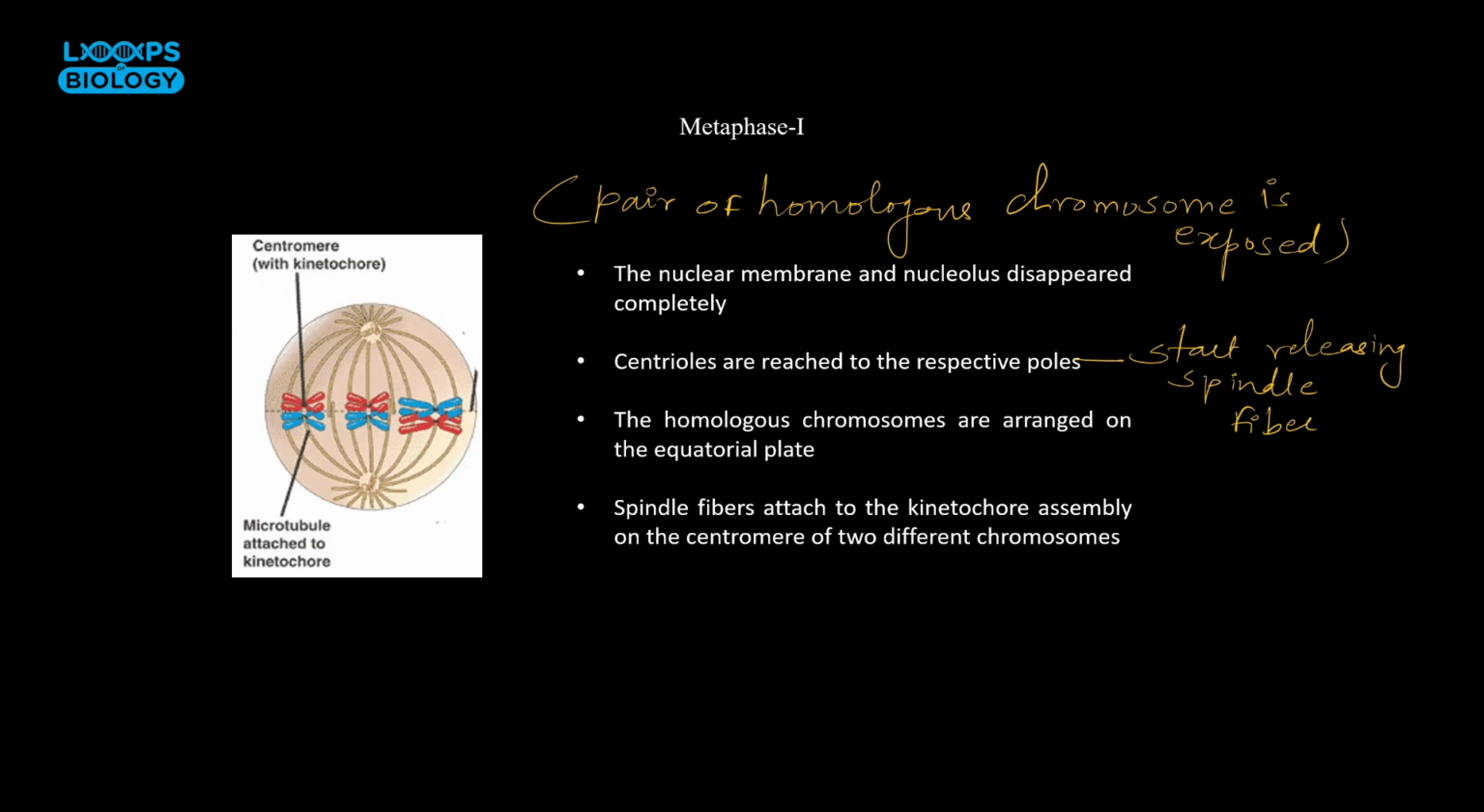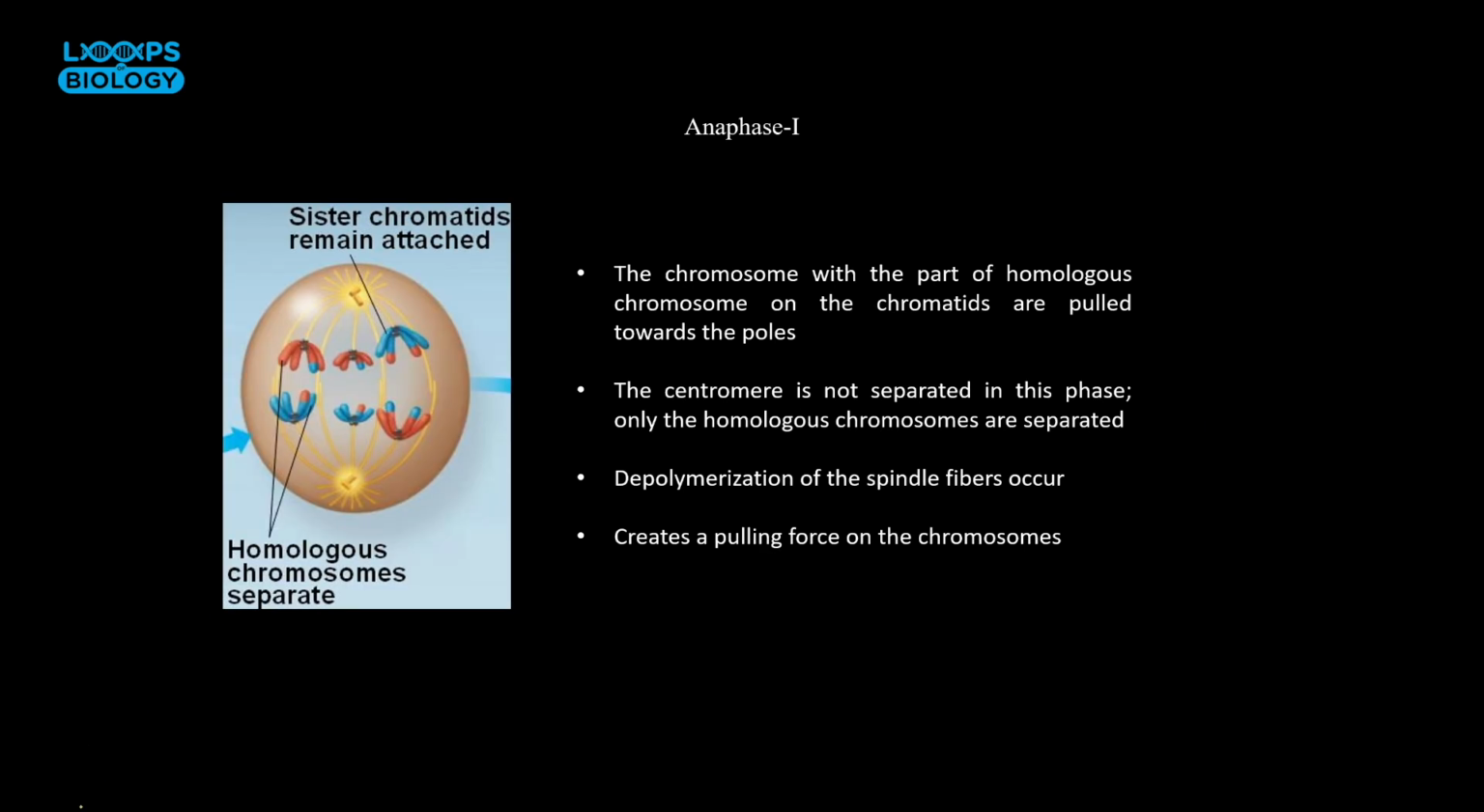All chromosomes, that is the pairs of homologous chromosomes, will now arrange on the equatorial plate, and the spindle fiber starts to attach on the kinetochore assembly. That is exactly similar to the metaphase of mitosis. Alright, let's move on to the anaphase. Anaphase is again the pulling of this particular chromosome.